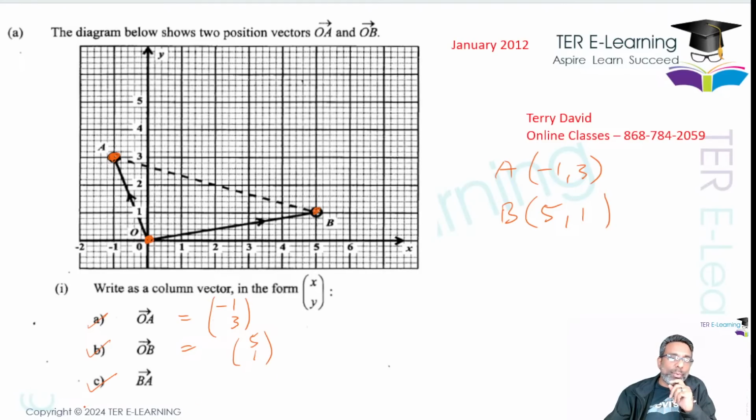Now part C here, we want to write down what is the vector BE. Now there are two ways we can work this out. There are two ways we can work this out.